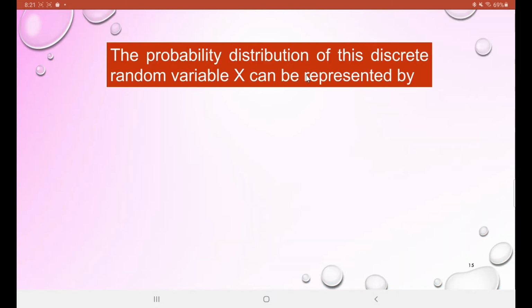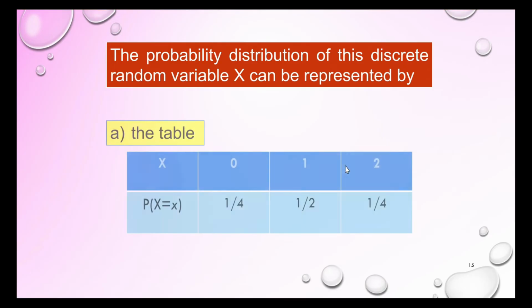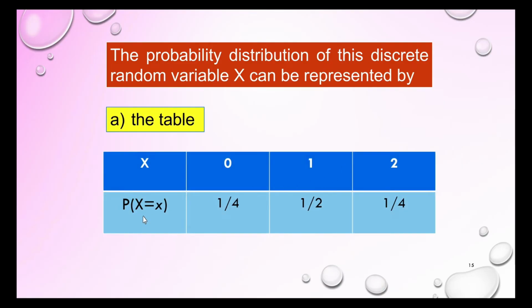The probability distribution of this discrete random variable X can be represented by a table. From this table, P(X = 0) is 1 over 4, P(X = 1) is 1 over 2, P(X = 2) is 1 over 4.